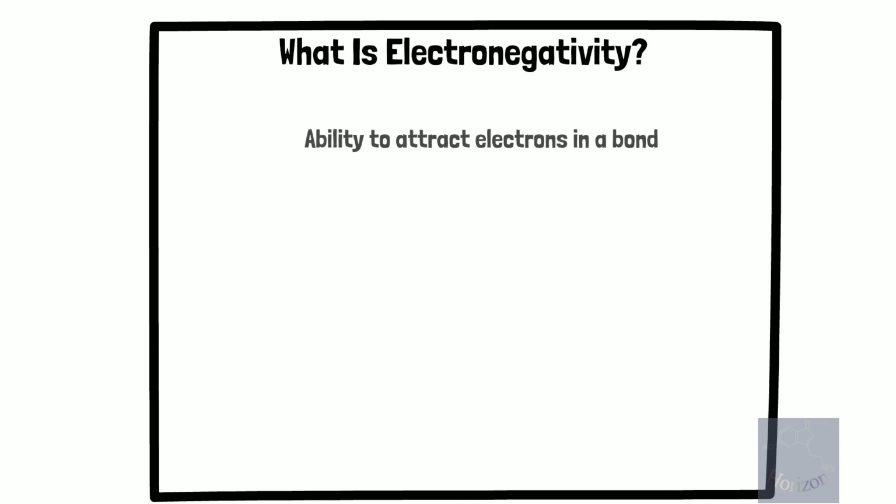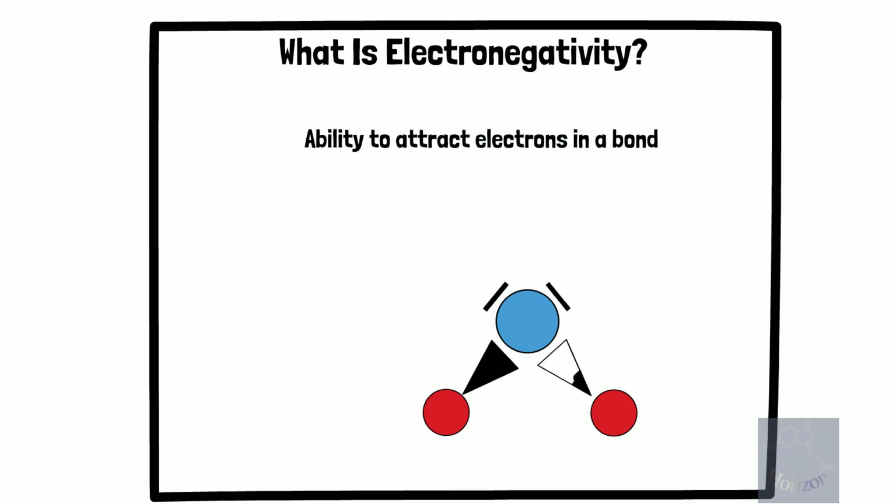We have talked about electronegativity before, and I linked the corresponding video in the video description. Here's a quick summary again. Electronegativity is the ability of an atom to attract electrons in a bond. If we consider water, for example, oxygen is significantly more electronegative than hydrogen, so electrons in bonds tend to be attracted towards the oxygen. This leads to what is known as polarization.